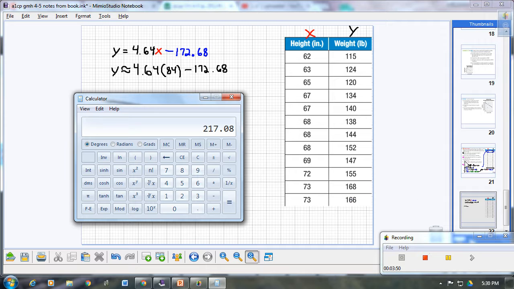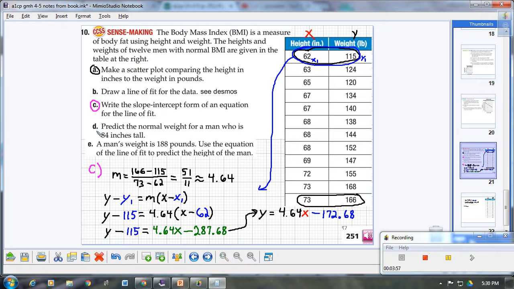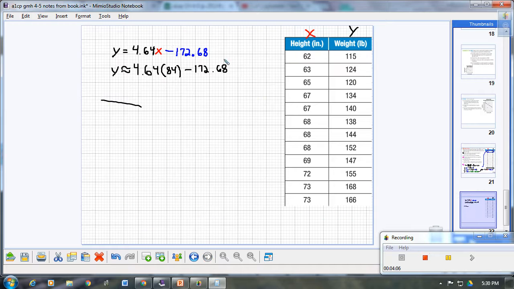So if you look at your book, we've gone through E, and now if we know a man's weight is 188 pounds, we would need to substitute that in to this equation. We need to substitute that in for y, and then solve for x by adding 172.68 to each side and then dividing by 4.64.